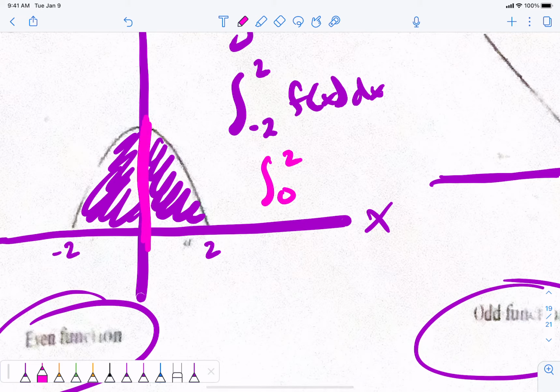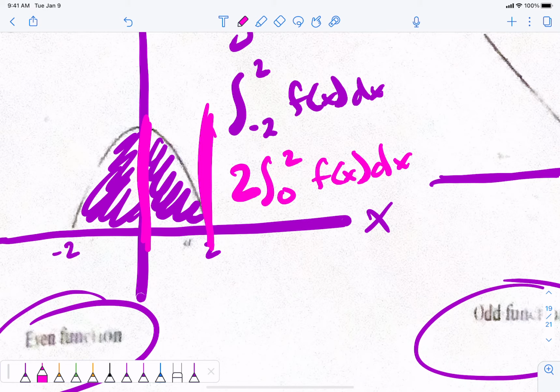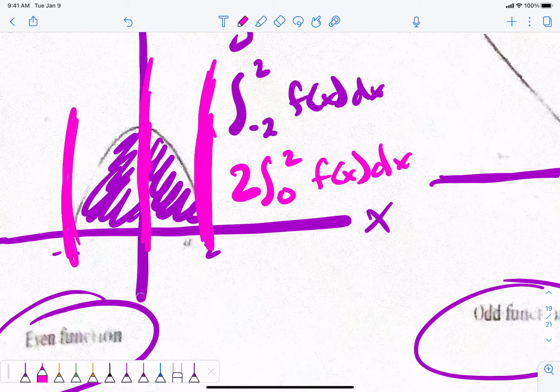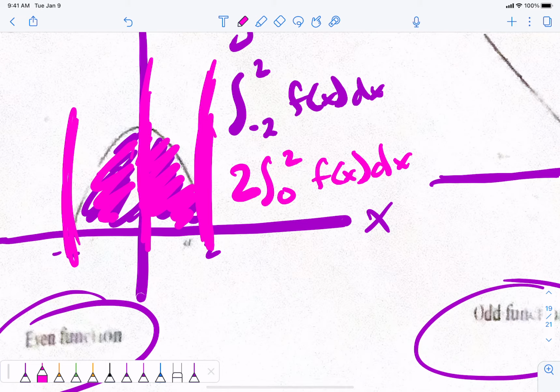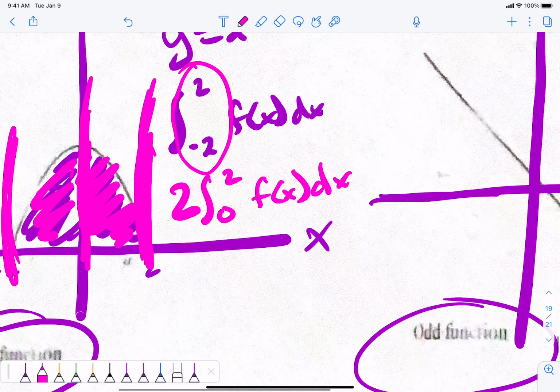Go from here to here instead, but then I have to double it. Instead of going from here to here, I go from 0 to this spot, and I just take that times 2 at the end, because this area would be the same as this one. Does that make sense? Plugging in 0 and 2 is a lot nicer than plugging in -2 and 2. So if it's truly an even function, that is an option that you can do as well.